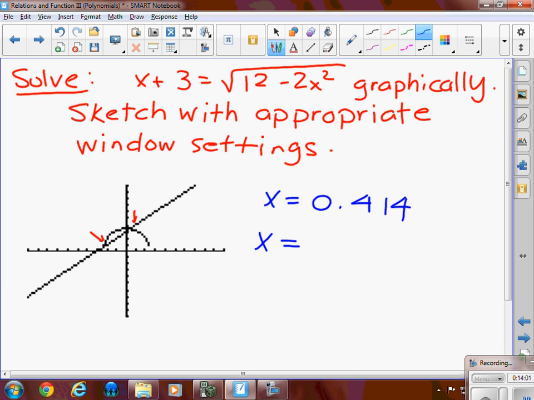If you go and find the other one, who found it? Yeah. What is it, Mike? X equals negative 2.41. Negative 2.414? Is that what you said? Okay, here's my two solutions. Do I need to verify them? So Cole's saying yeah. No, because they're rounded. They're rounded. Okay, so let's start there.